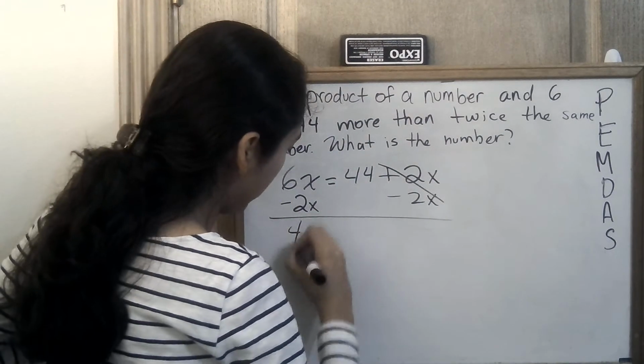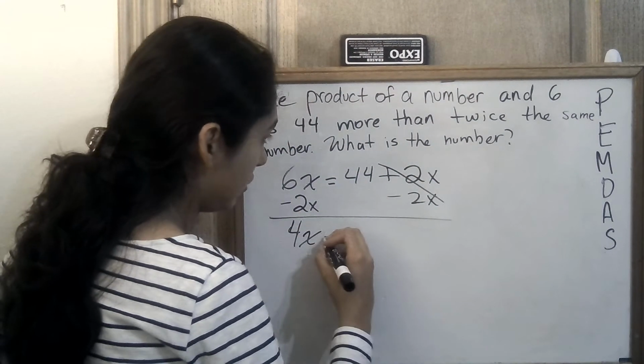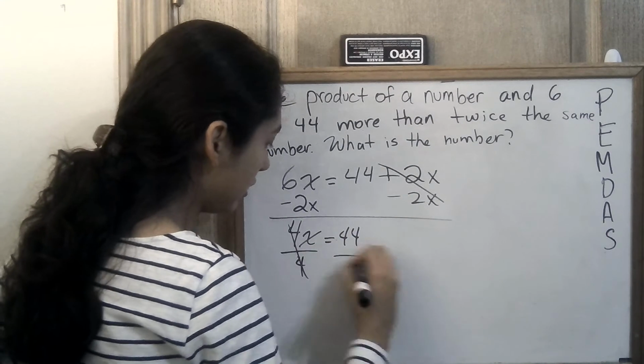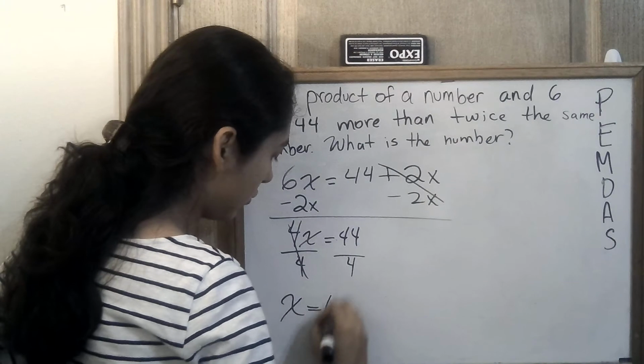Okay, so we have 4x is equal to just 44. Now we're going to isolate the x by dividing by 4 on both sides. x is equal to 11.